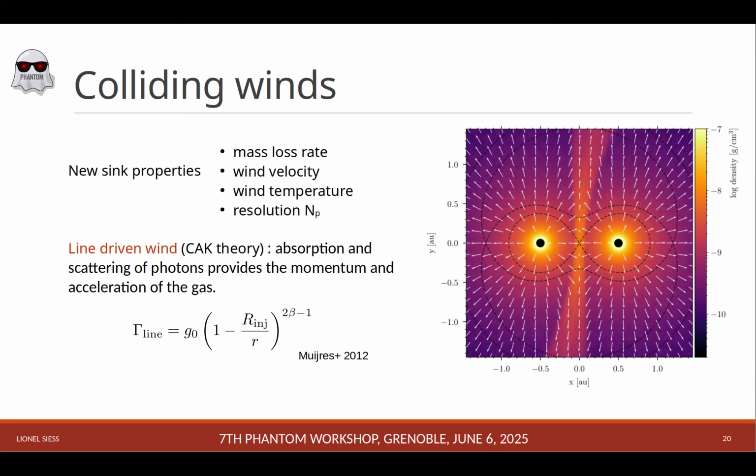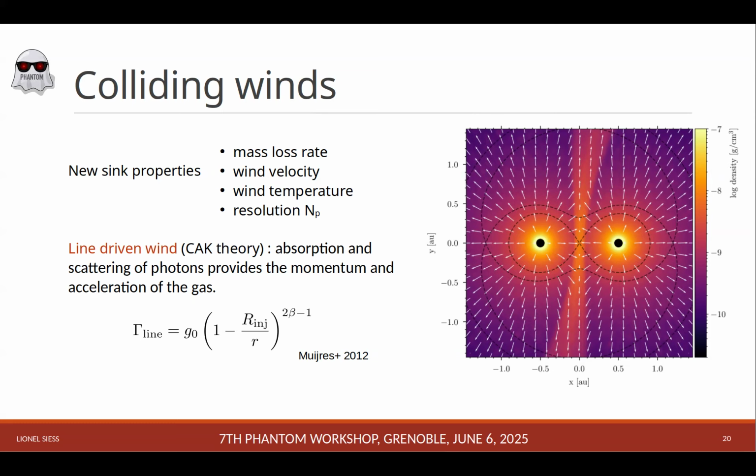And for those simulations, we need the acceleration mechanism, so this gamma factor. In this case, this is the simulation of Wolf-Rayet winds, colliding Wolf-Rayet winds. The acceleration is due to line absorption, photon absorption in a line of metals and scattering. So you transfer the energy of the photons into momentum, and this is what drives the wind.